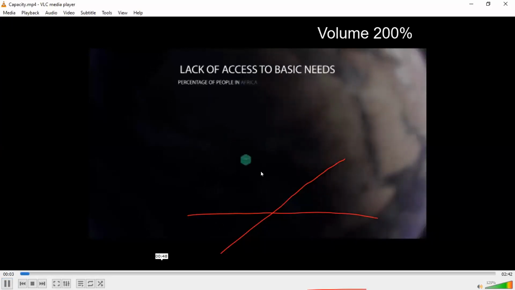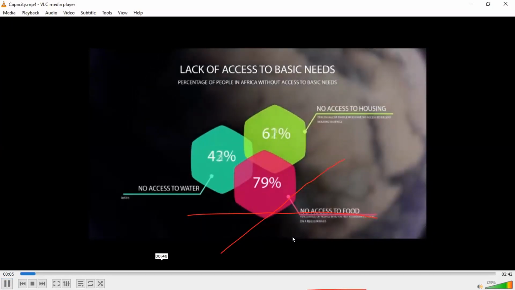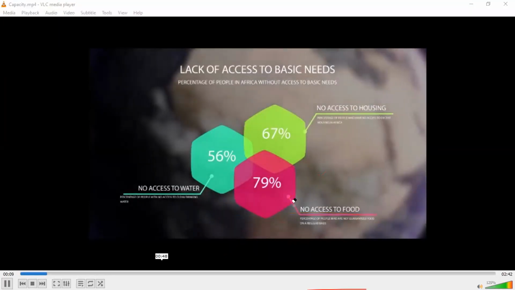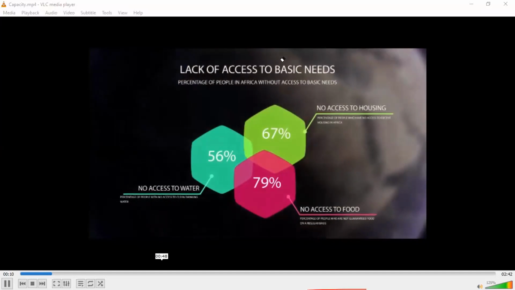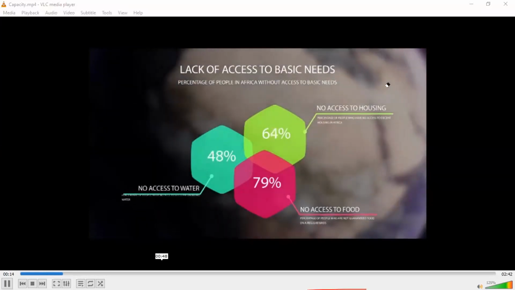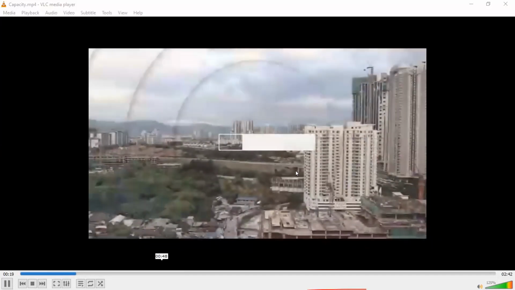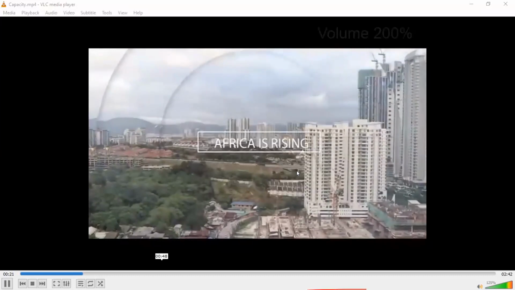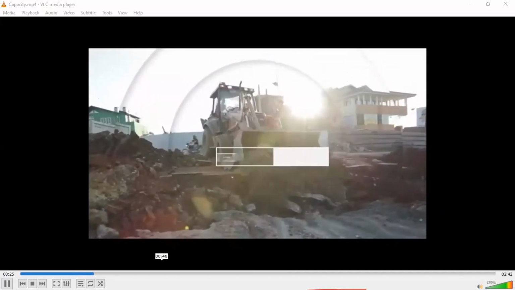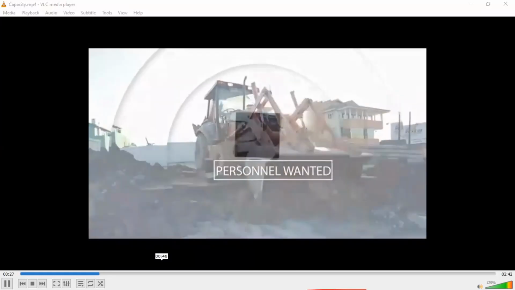Did you know that 67% of Africans don't have access to proper housing, 56% have no access to water, and 79% have no access to food? These are the grim statistics of challenges facing Africa today, even as the continent works to develop. This development demands well-trained personnel.